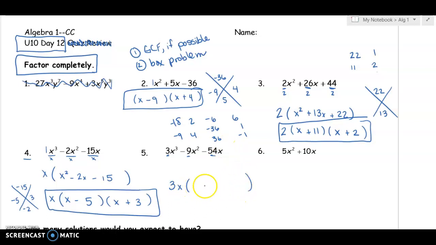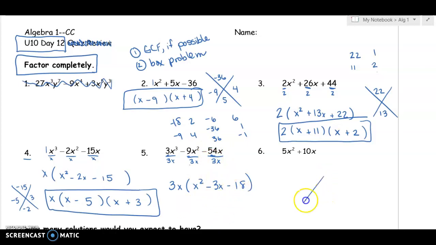And to figure out what goes in these parentheses, you divide every single term by 3x. So 3x cubed divided by 3x is just going to be x squared. 9x squared divided by 3x is 3x. All right, just 9 divided by 3 is 3, x squared divided by x is x. And then 54x divided by 3x, the x's will cancel. 54 divided by 3 will be 18.